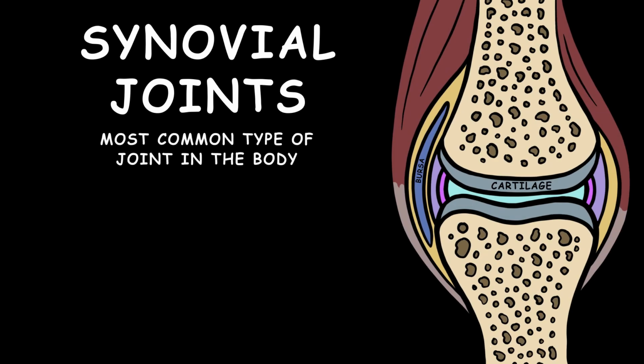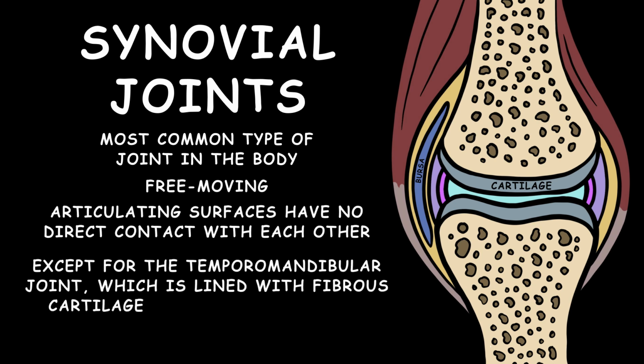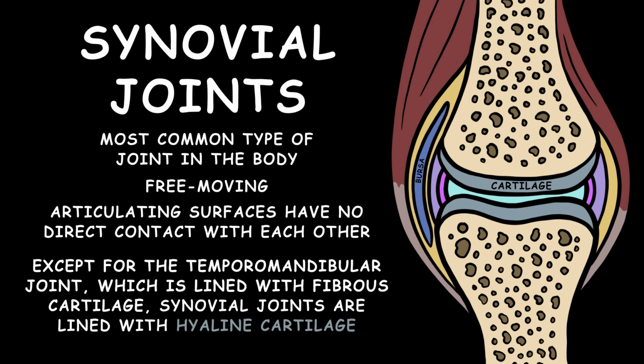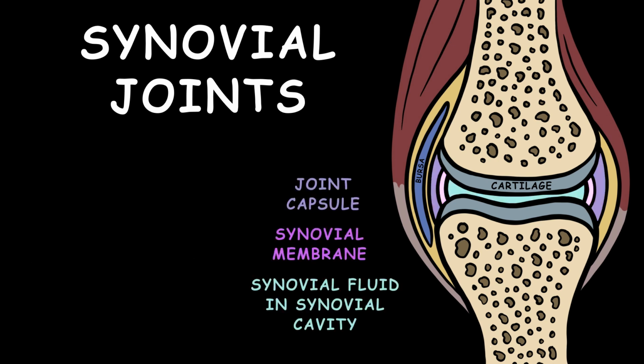Synovial joints are the most common type of joint in the body. The articulating surfaces of these free-moving joints have no direct contact with each other. Except for the temporomandibular joint, which is lined with fibrous cartilage, synovial joints are lined with hyaline cartilage. A capsule encases the joint cavity, and a synovial membrane covering the capsule's interior secretes synovial fluid that lubricates the joint. This reduces the friction of bone movement. Joints are further reinforced by tendons and ligaments, as well as by skeletal muscle.